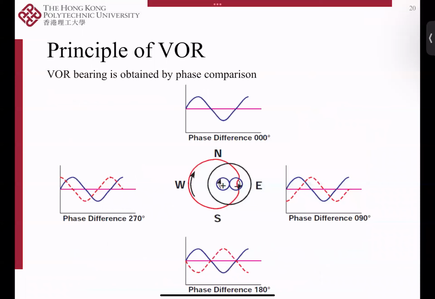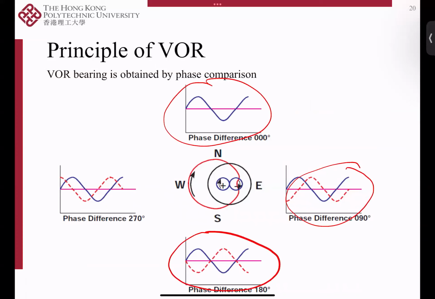So that's the idea. Basically it's like this. This one will have a smaller phase change. And if you go to 180 degrees, we have a full flip of the signal, because you have 180 degrees of phase change. And if you go back to the north, then you will recover with the same phase.